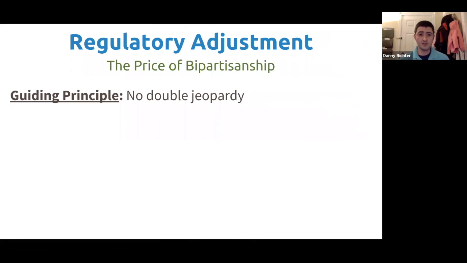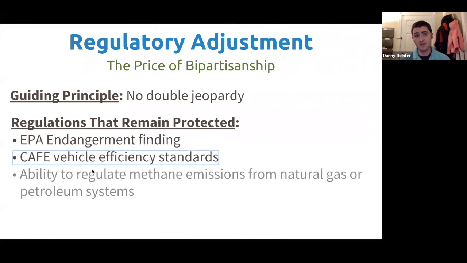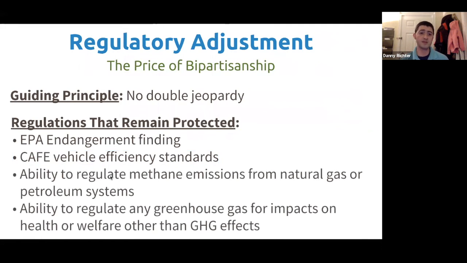So first of all, let's cover the things that are protected. Regulations that remain protected: the EPA endangerment finding remains in place, the CAFE vehicle efficiency standards remain in place, the ability to issue a waiver for certain states like California also remains in place. The ability to regulate methane emissions from natural gas or petroleum systems remains in place because that is not going to be very well covered by the fee. The ability to regulate any greenhouse gas for impacts on health or welfare other than its greenhouse gas effects remains in place. So you can still regulate greenhouse gases that come off of fossil fuels for their health effects.